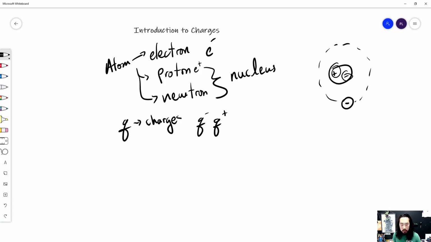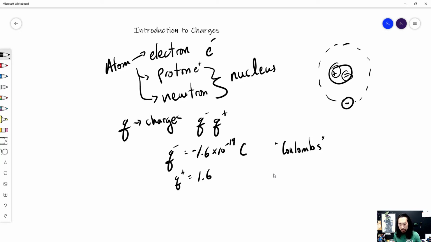Now, the charge of an electron would be negative 1.6 times 10 to the negative 19 coulombs, capital C, C-O-U-L-O-M-B-S, coulombs, named after the physicist Dr. Coulomb. I forgot his first name. Okay, so that's the charge of an electron. The charge of a proton is the same, but it'll be the positive value, 1.6 times 10 to the negative 19 coulombs, but it will be positive.